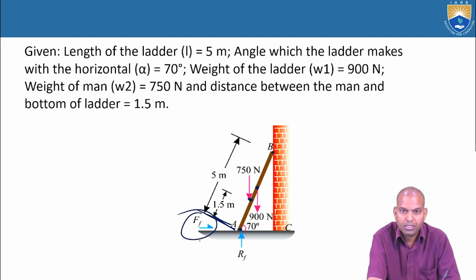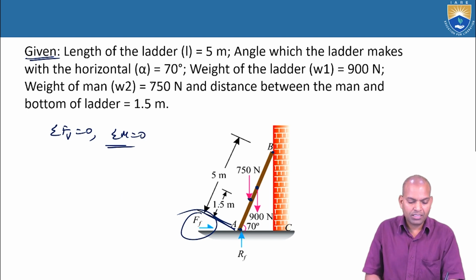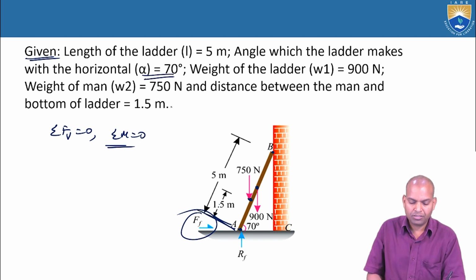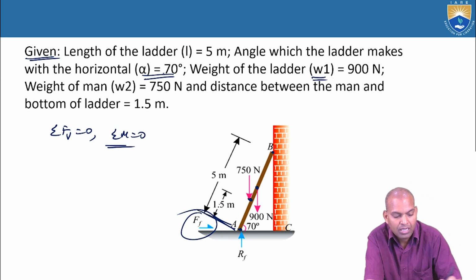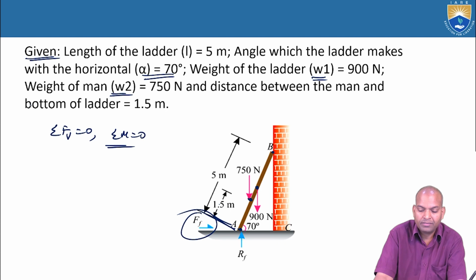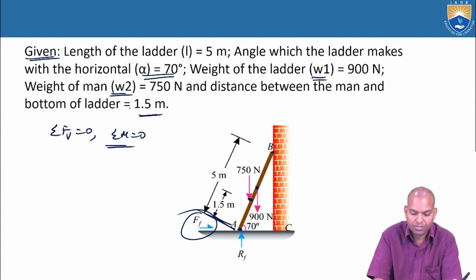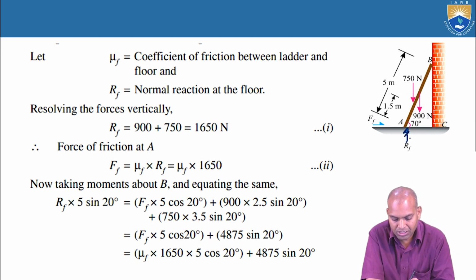What is to be found? Again, the frictional force. You have to apply the two equilibrium conditions, sigma FV equal to 0 and sigma M equal to 0. The given data: length of the ladder equal to 5 meters, angle with the horizontal alpha equal to 70 degrees, weight of the ladder W1 equal to 900 newtons, weight of the man W2 equal to 750 newtons, and the distance between the man and the bottom of the ladder is 1.5 meters. Now, the free body diagram is like that. Normal reactions act, and the frictional force is always towards the wall.